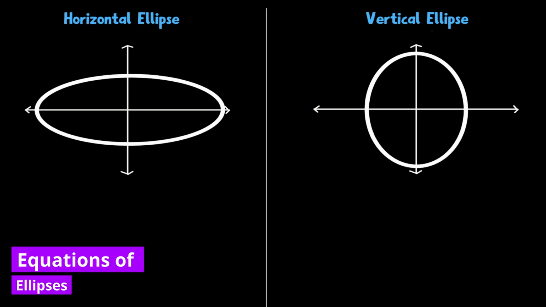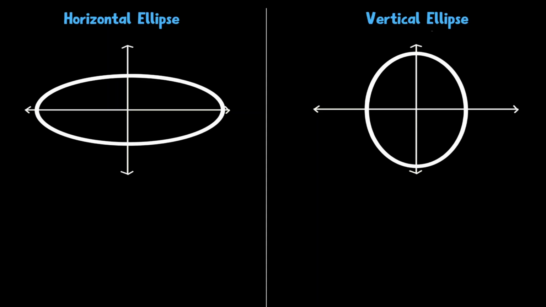Welcome. Let's define the equations of ellipses. Well, there are two ellipses that we can encounter. An ellipse that has the major axis running horizontally, we're going to call that a horizontal ellipse. An ellipse that has the major axis running vertically, we're going to call that a vertical ellipse.